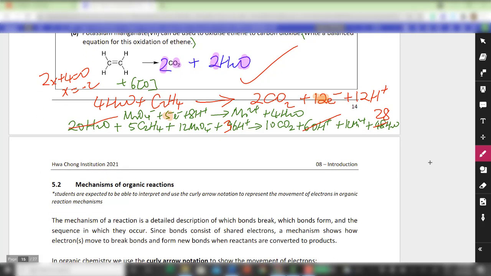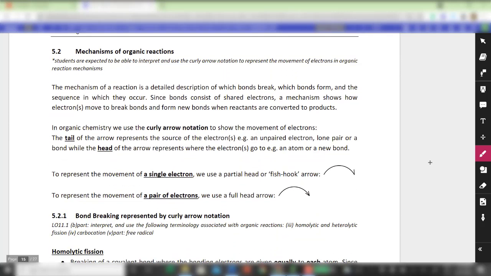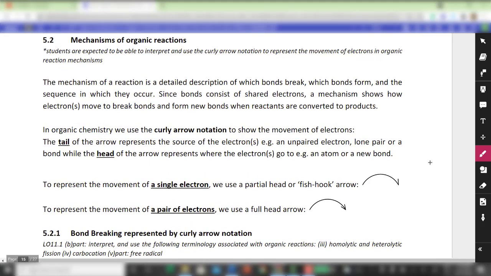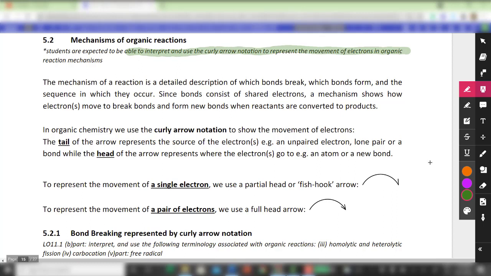So for assessment purposes, if we need you to do the actual balancing, it will be quite clear from the question. Okay, next, for the mechanisms of organic reaction, you'll notice that one of the important learning objectives here is that the students are expected to interpret and use the curly arrow notation to represent the movement of electrons in organic reaction mechanism.